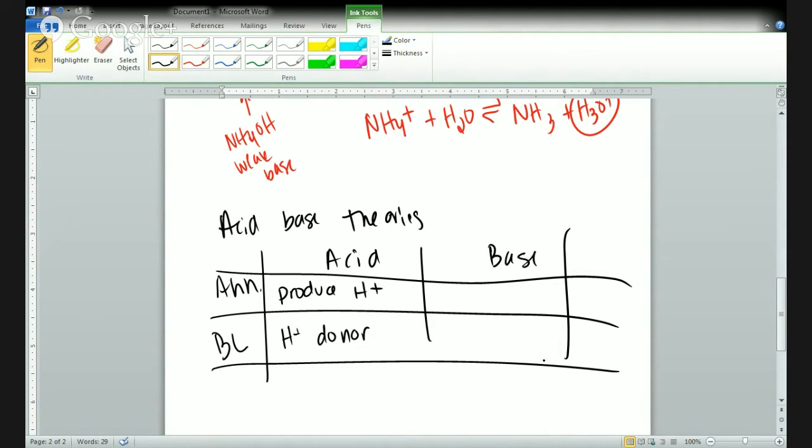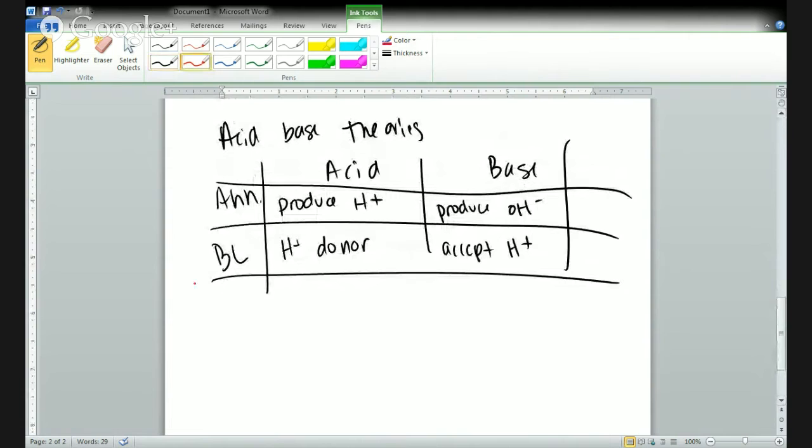Where they differ is in their base theory. Arrhenius said you have to produce an OH- when you dissolve in water, where Bronsted-Lowry just said you have to be able to accept an H+. So this is where the difference comes in. Arrhenius said your compound has to have OH- in there. So NaOH, BaOH2, MgOH2, those would all be examples of Arrhenius bases.